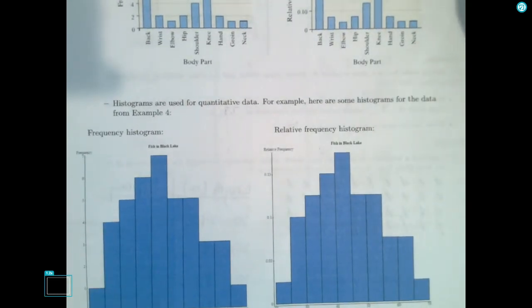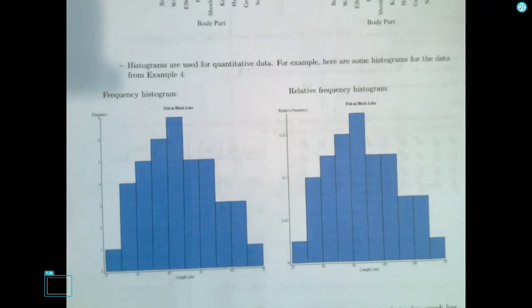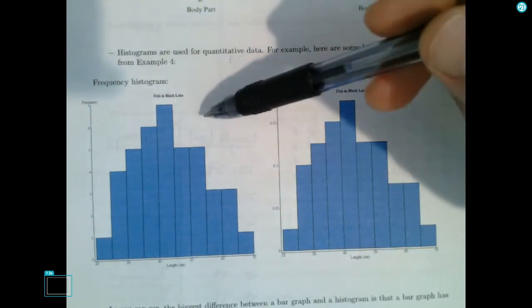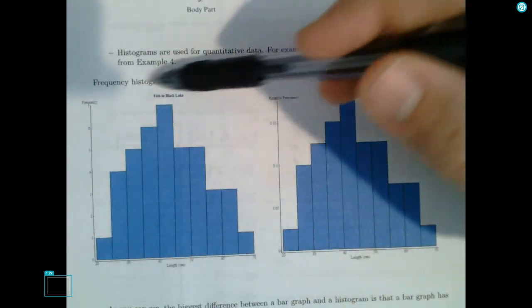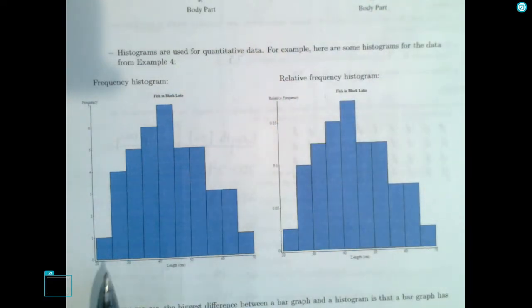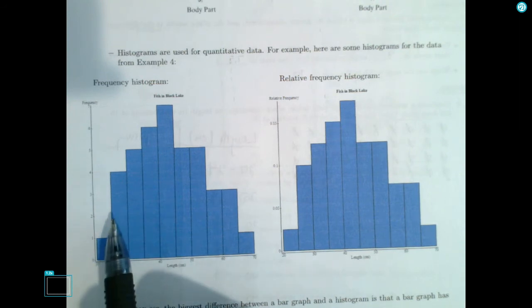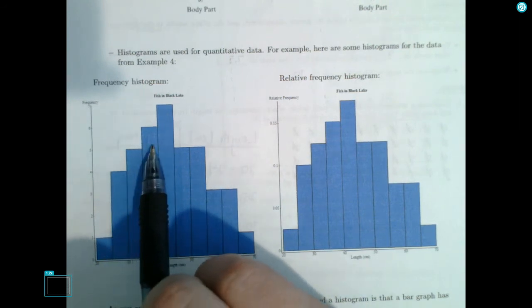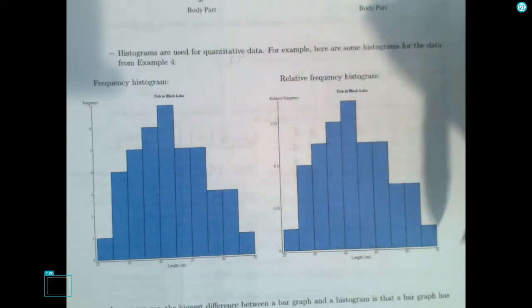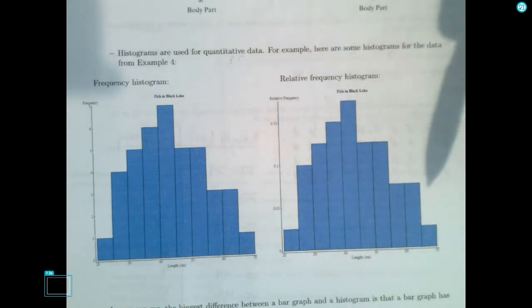Histograms are used for quantitative data, so for the examples in example 3 and example 4. For example, here are some histograms from example 4. This is a frequency histogram for the number of fish of different lengths in Black Lake, and you'll notice that this corresponds nicely with what we did: 1, 4, 5, 6, 7, 5, 5, 3, 3, 1. And this is the relative frequency histogram for fish in Black Lake.